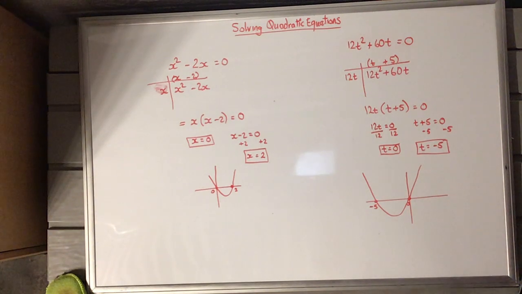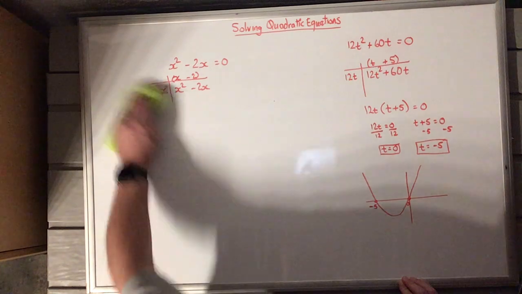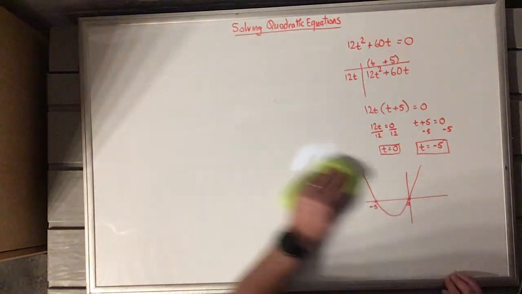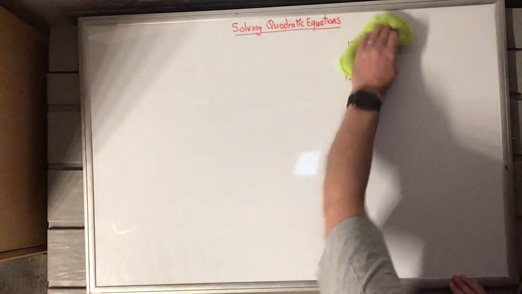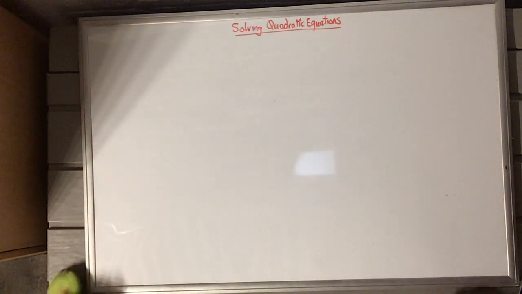Okay, so those two equations were to do with taking out a common factor. Now, that's the easy ones. Other ones can be a wee bit harder. So let's look at something a wee bit different. Let's look at something like this.